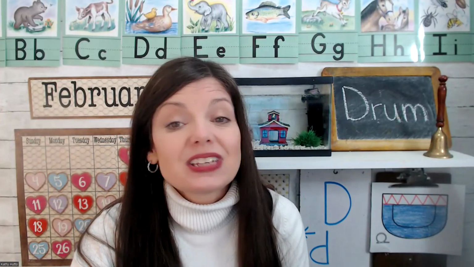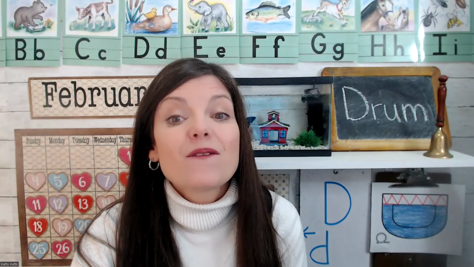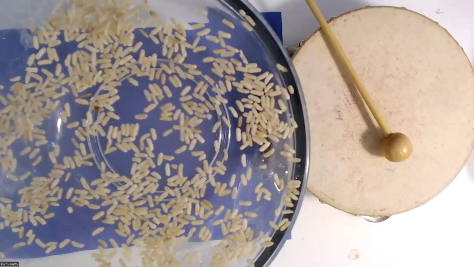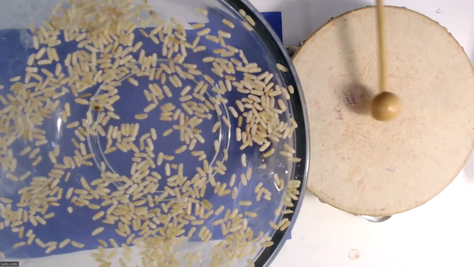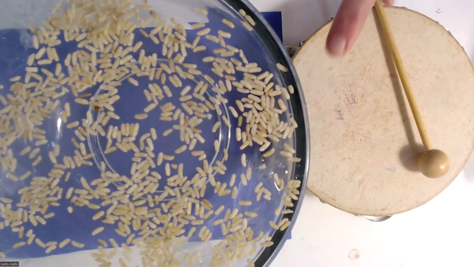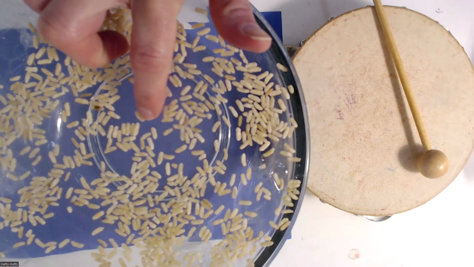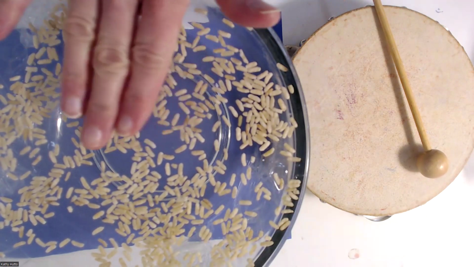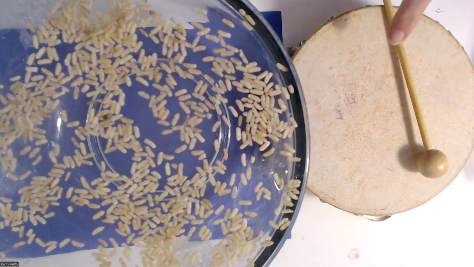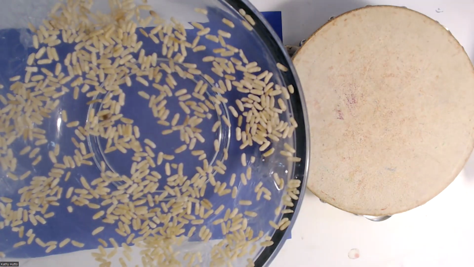Well, that was our math time, so now it's time for science. We're heading over to the science table. We're here at the science table, and I have a drum. Also have a bowl, and I stretched some plastic wrap over the bowl. Then I poured some rice on top. I'm going to play the drum near the bowl, and I want you to watch what happens to the rice.